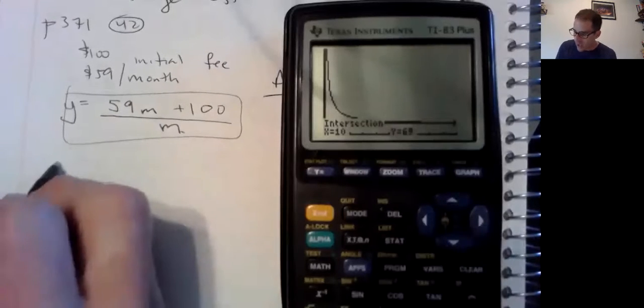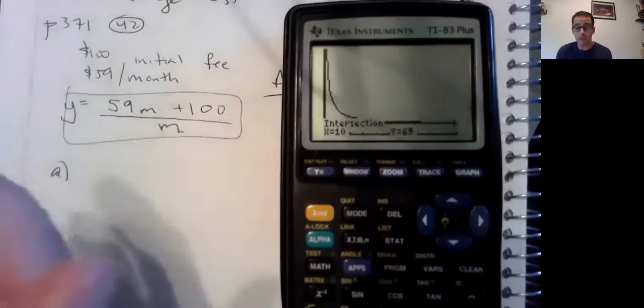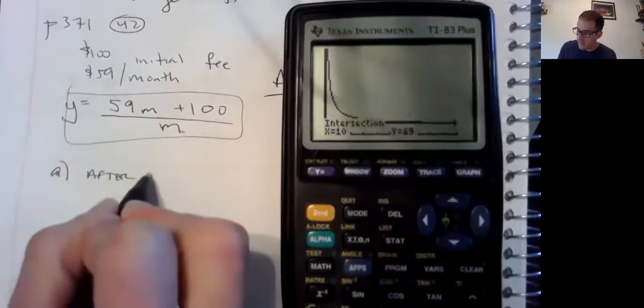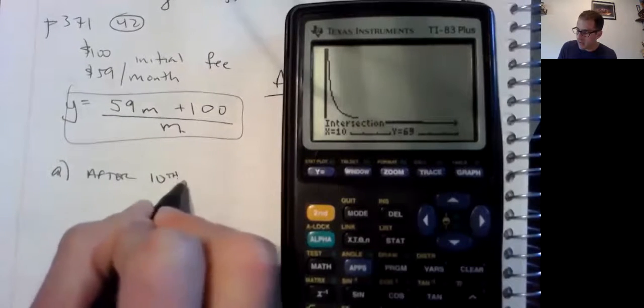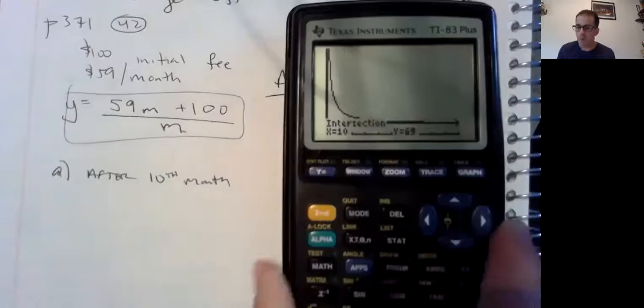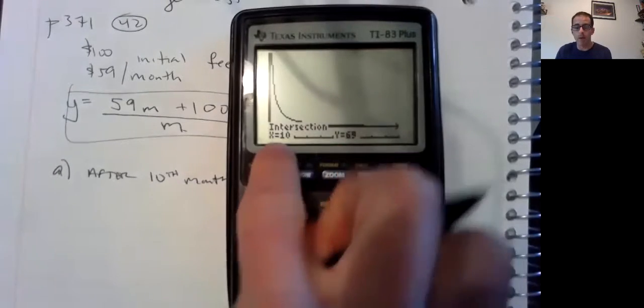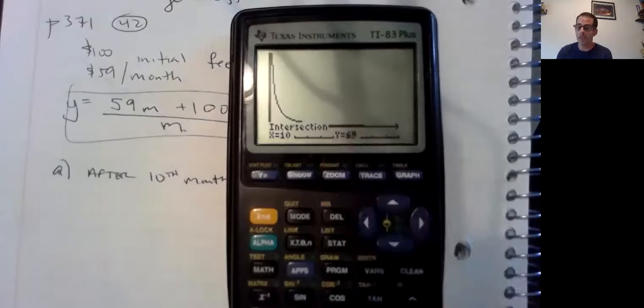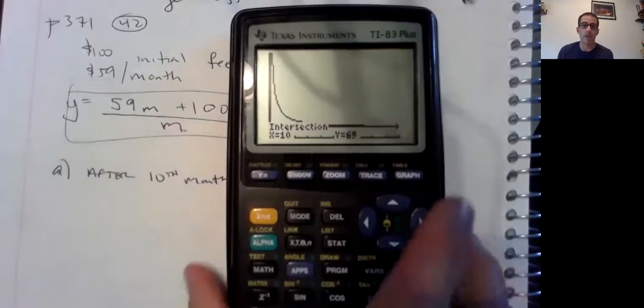So when will our average cost fall below $69? Well, it would be after the 10th month, right? We found out that these two curves meet at month 10. That's when it's $69. So where will it be less than $69? It'll be after the 10th month. In the 11th month, our average cost is under $69.